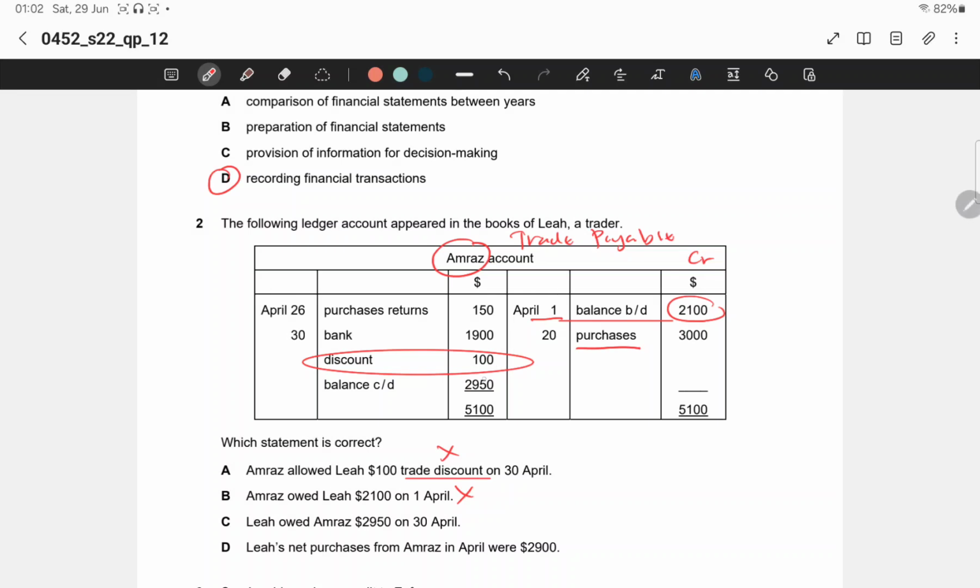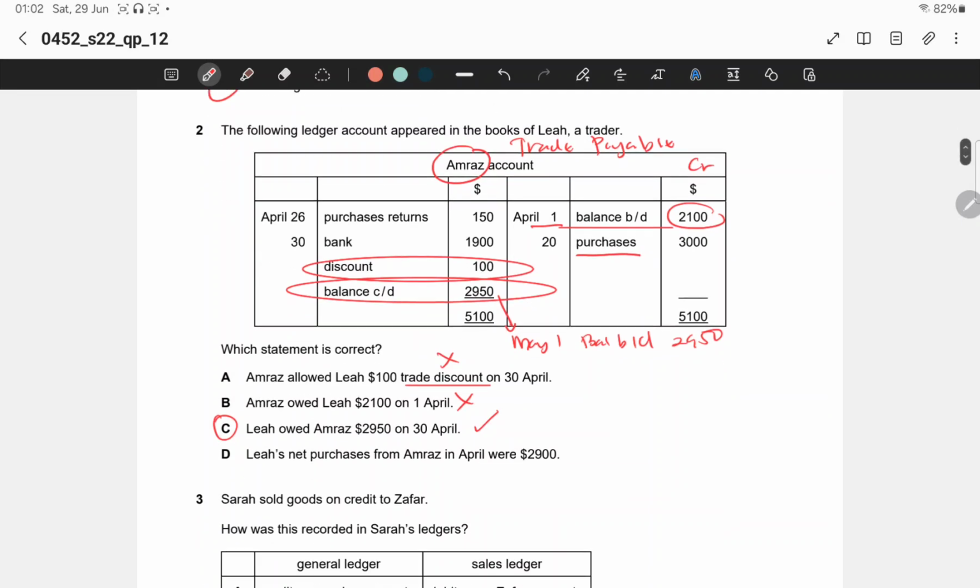Now you look at 30 April, so you should be looking at the balance c/d. Correct or not? 2,950 is what Leah owes Ambras? Yes, because when you bring it down to 1 May, it will be on the credit side, balance b/d. So 2,950, correct, Leah owes Ambras. Let's move on to the next question.